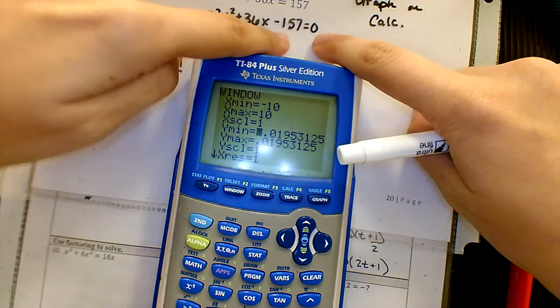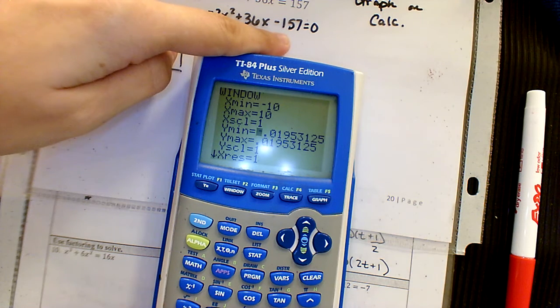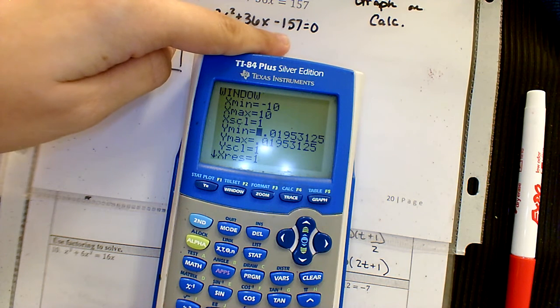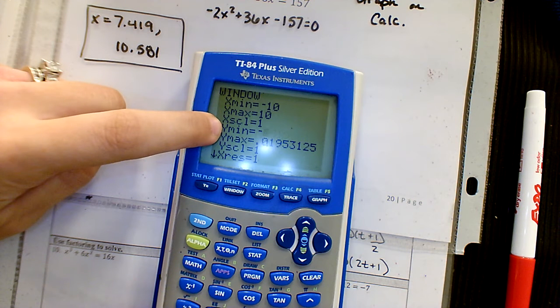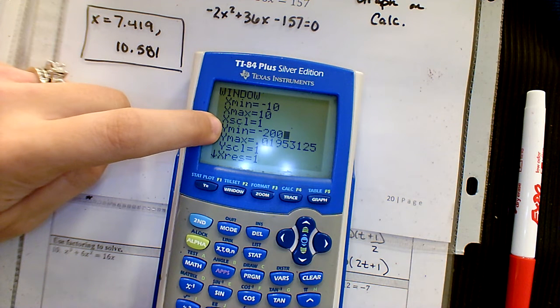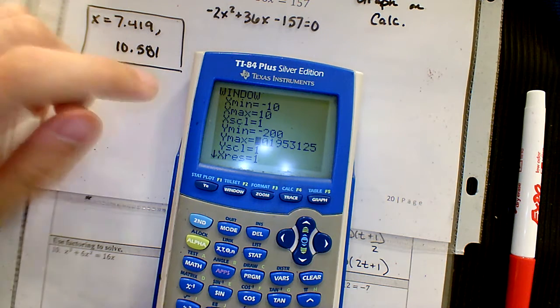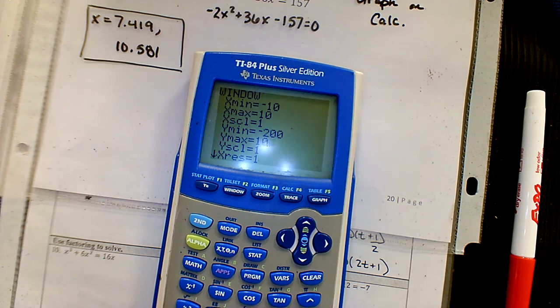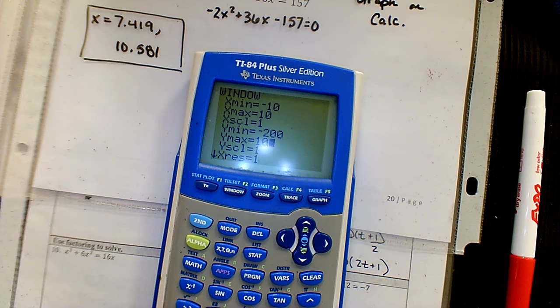Well, negative 157 is the y-intercept. So this parabola is very low. So the y-min, maybe we'll go a little bit lower than that. We'll say negative 200. Okay? And maybe we'll go up to positive 10. So we're going to go below the x-axis down to negative 200, and then we'll be above the x-axis. We'll go up to 10.